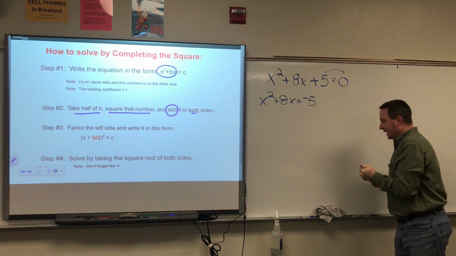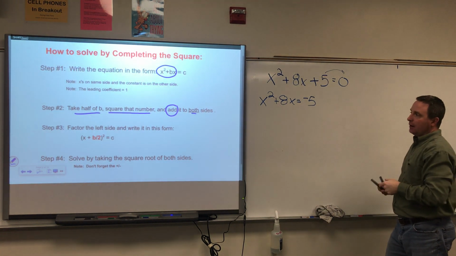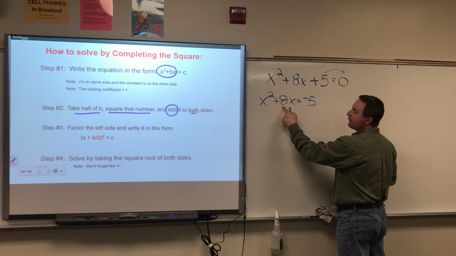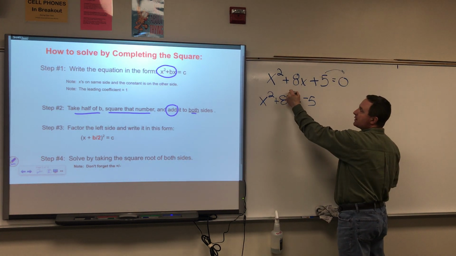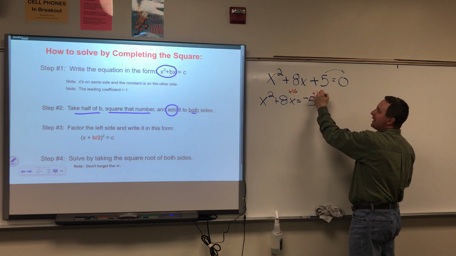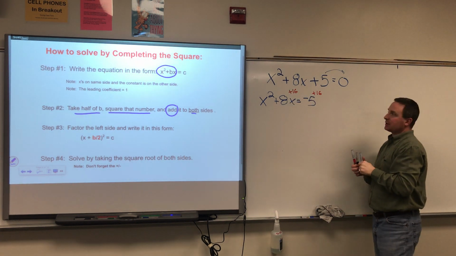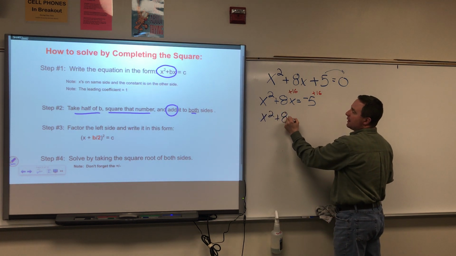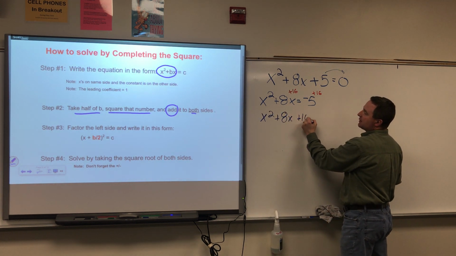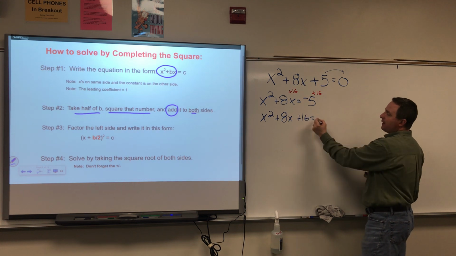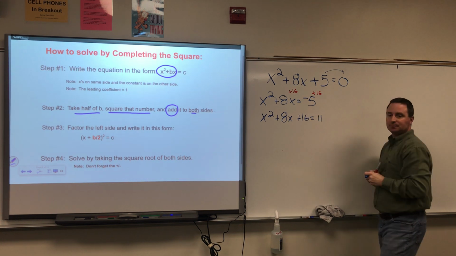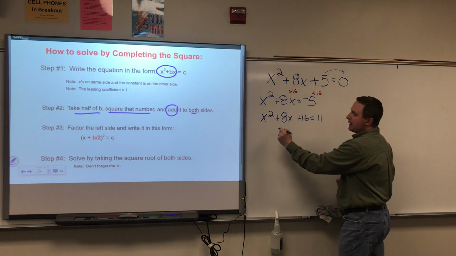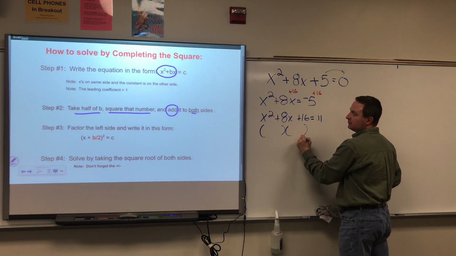Okay, I'm going to take, for step 2 here now, take half of b, and b is 8, so half of it is 4. 4 squared is 16. So I'm adding 16 to both sides. And I'm just going to rewrite what I have. X squared plus 8x plus 16, and negative 5 plus 16 is 11. Okay. In step 3, I'm going to factor the left.